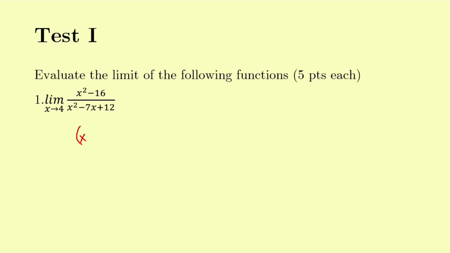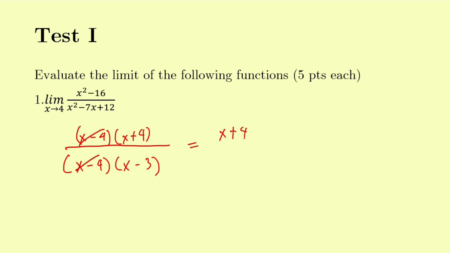Let's use that method. This means we can factor it out as x minus 4, x plus 4, since x squared minus 16. And then the second one, x squared minus 7x plus 12. Anong factor ni 12 na may sum na negative 7? That's equal to negative 4 and negative 3. x minus 4, x minus 3. Ayun. Cancel. We are left with x plus 4 all over x minus 3. Evaluate si 4. That is 4 plus 4 over 4 minus 3. 8 over 1. 8. Tapos.